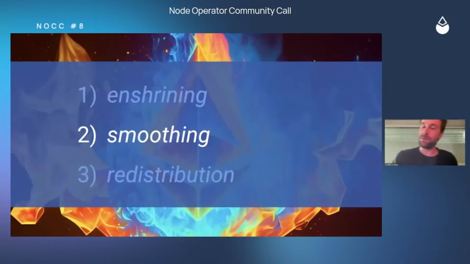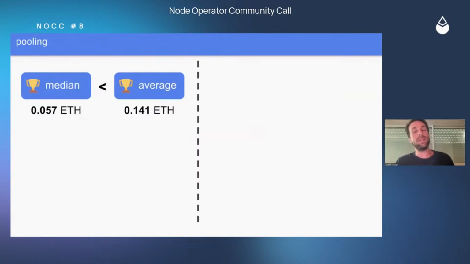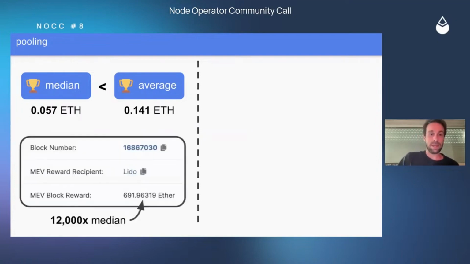Okay, so let's talk about advantages of smoothing, and those are relevant to staking pools like Lido. One of the features of MEV is that it's quite volatile and there's a lot of variance. The median reward is significantly lower than the average, roughly 3x lower on a block by block basis. And there are some big extremes. For example, this block which Lido received, 691 ETH, is 12,000 times larger than the median.